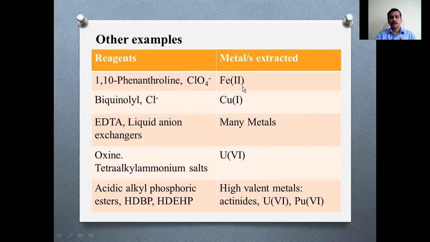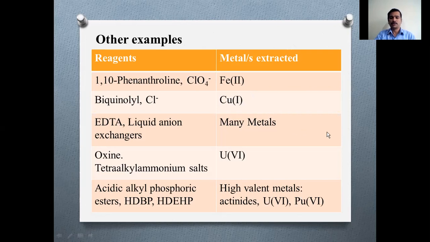And if you wanted to extract iron 2, you can take in the aqueous phase the iron 2 sample, perchloric acid or potassium perchlorate and 1,10-phenanthroline. If you extract with a suitable organic solvent, you will get a chelated ion association complex which is extractable into the organic phase. So this will be the demonstration I can give you.